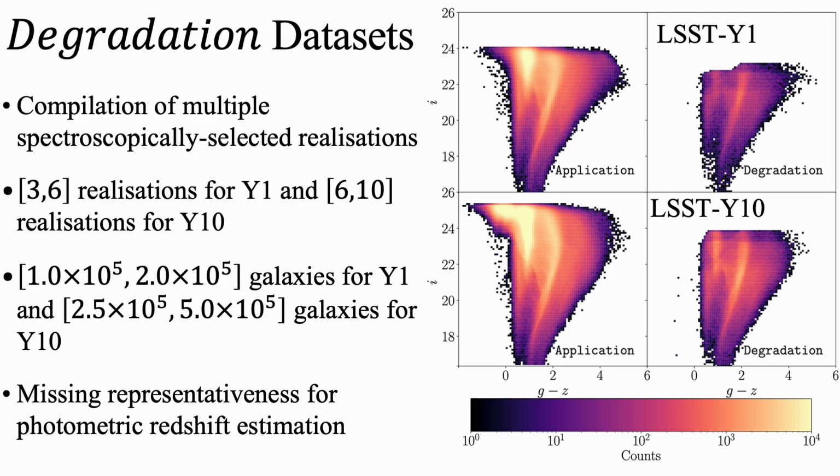Next, we randomly choose multiple realisations of the spectroscopically selected datasets and merge them into a single degradation dataset, thereby simulating scenarios where a compilation of multiple spectroscopic surveys is conducted.